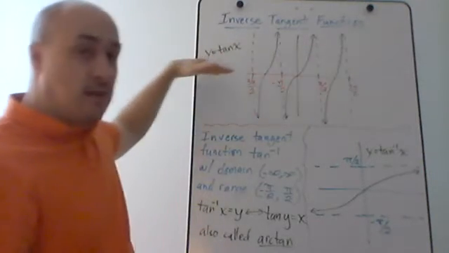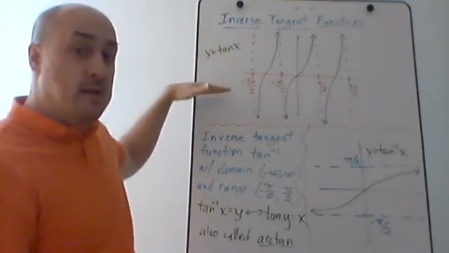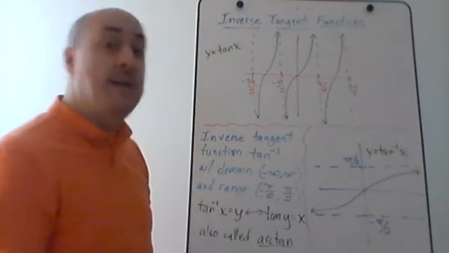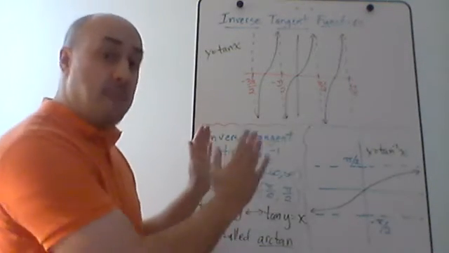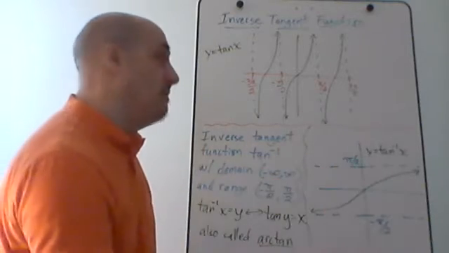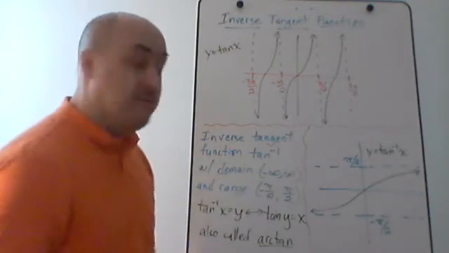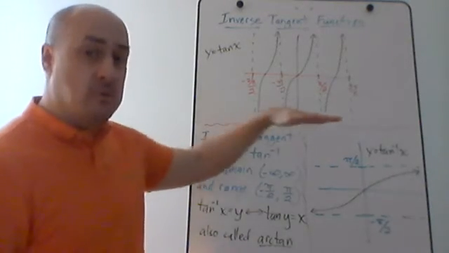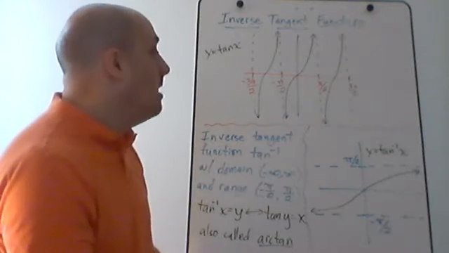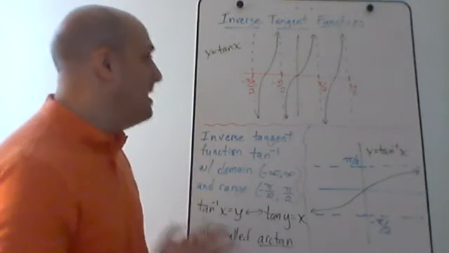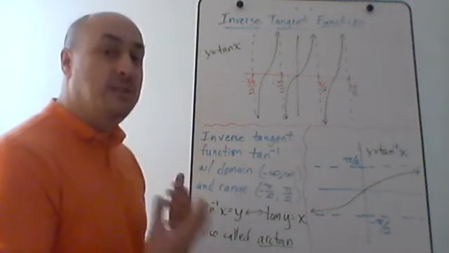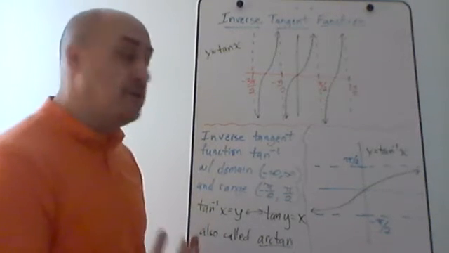Any horizontal line that I draw anywhere is going to intersect the graph of the tangent function an infinite number of times. Remember, it's not just these three here. It keeps repeating that same pattern over and over again in both directions forever. So obviously the tangent function is not 1-to-1. It miserably fails that horizontal line test. Just like with the inverse sine and inverse cosine functions, in order to have an inverse tangent function, we need to limit the domain of the tangent function.